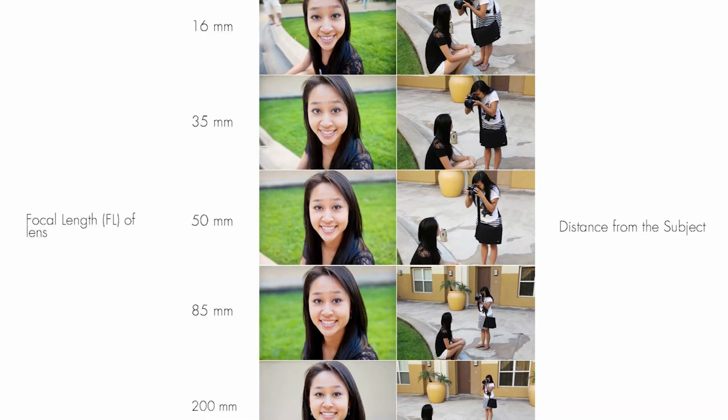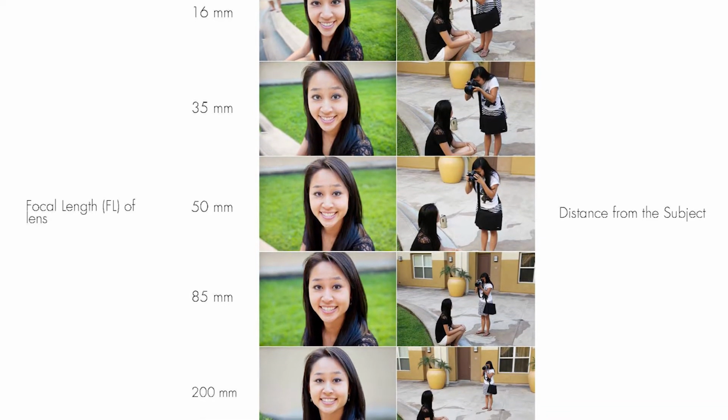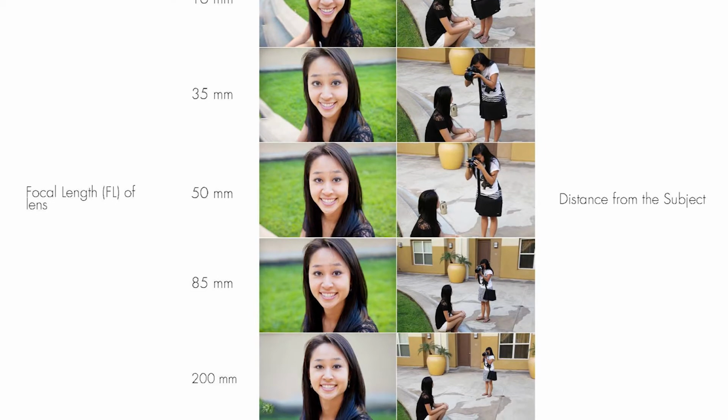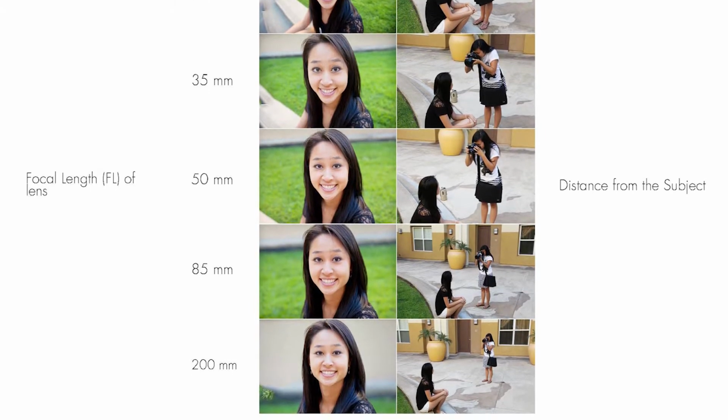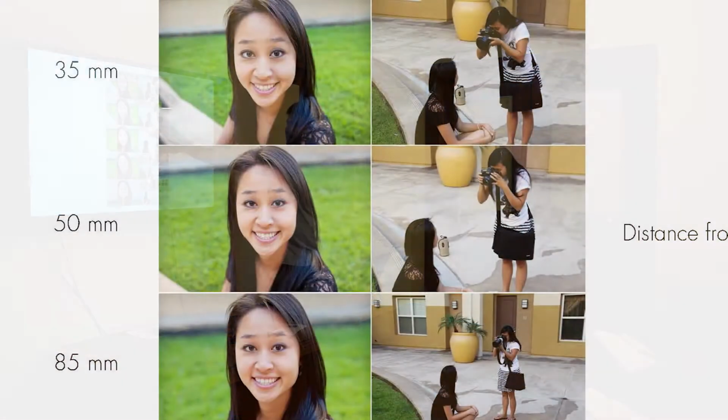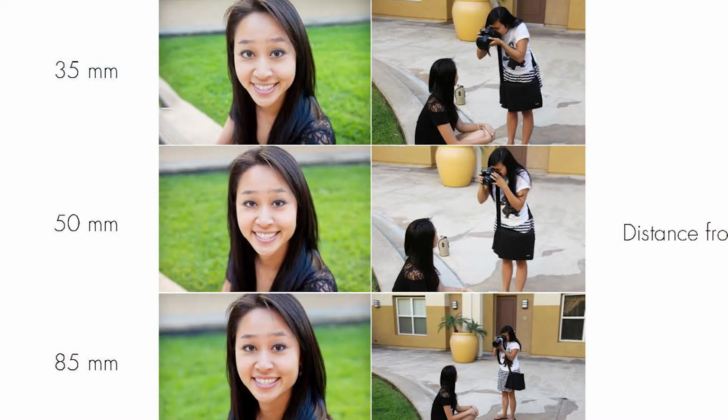At 16 mm, it looks super distorted, but at 200 mm, it's very flat. Normal focal length, which is very close to our human eye, is 50 mm. That's again particular to 35 mm cameras.